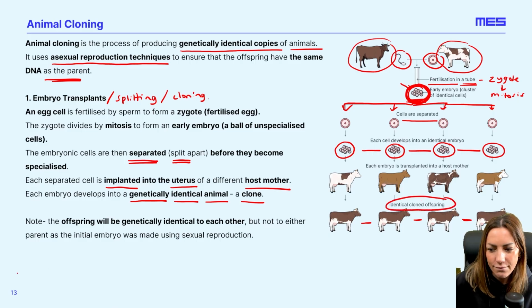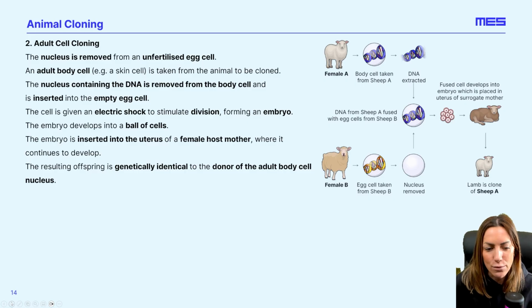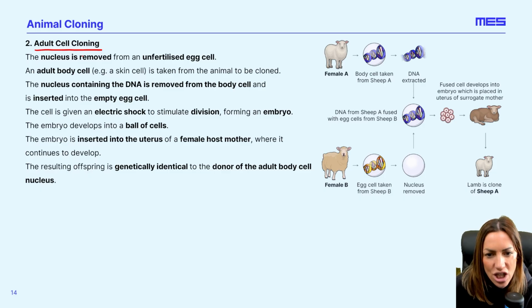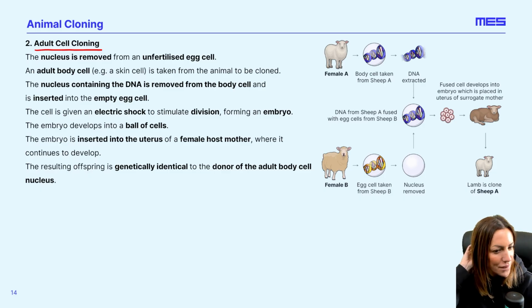Now, with the second type of animal cloning, we are actually going to clone an adult animal. So we are going to clone a parent here. This is called adult cell cloning, and you may have heard of Dolly the sheep as a very famous example of a sheep that was cloned from an adult sheep. Let's go through how this works.